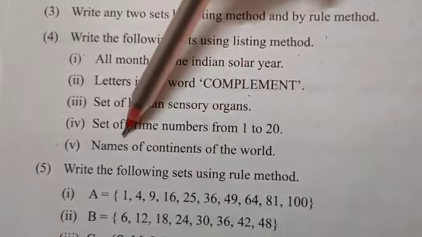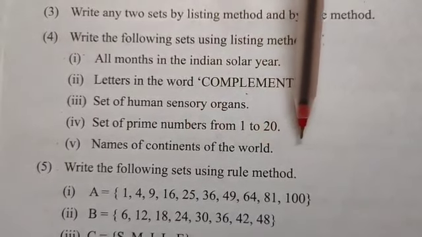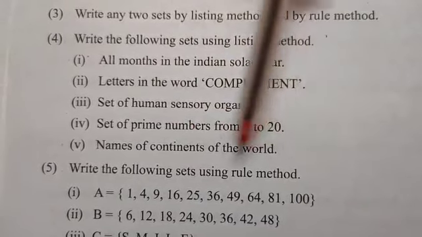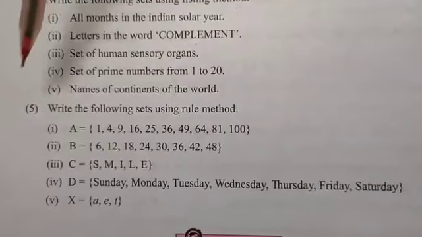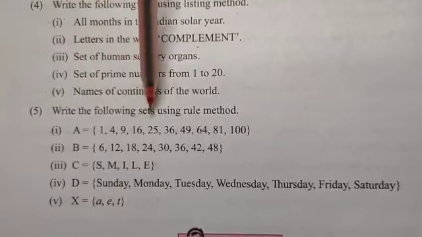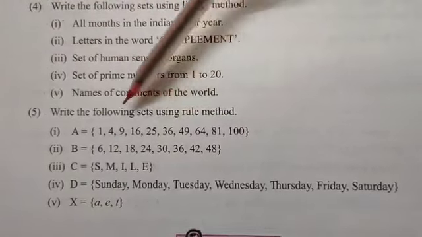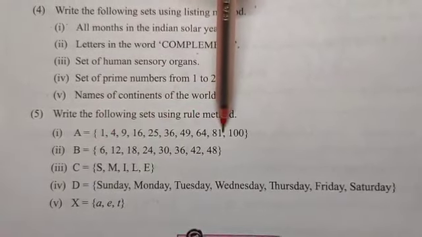Fifth one is names of continents of the world. There are 7 continents that you have to list out in this question. Now let's move to the last question. Question number 5. Write the following sets using rule method. So here we have to convert the listing method into the rule method.